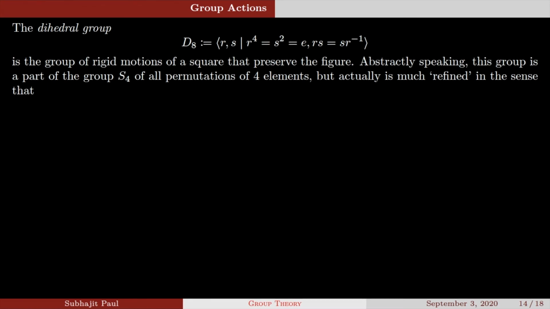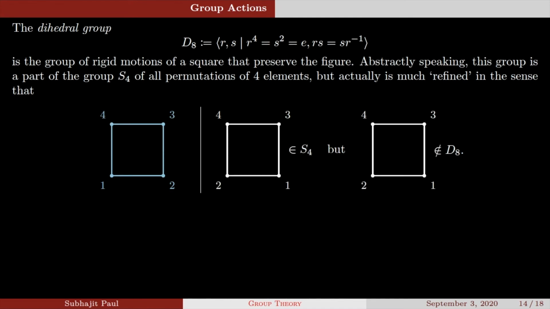Good. Now, the dihedral group is the group of rigid motions of a square that preserves the figure. Abstractly speaking, this group is a part of the group S4. S4 is the group of all permutations of 4 elements, but D8 is much more refined, in the sense that this particular permutation belongs to S4 but does not belong to D8. Why? You see, 3 and 4 are staying the same, only 1 and 2 have switched sides.